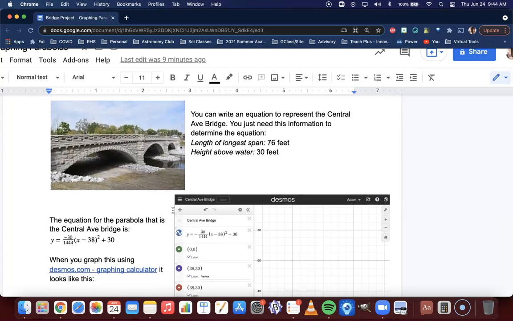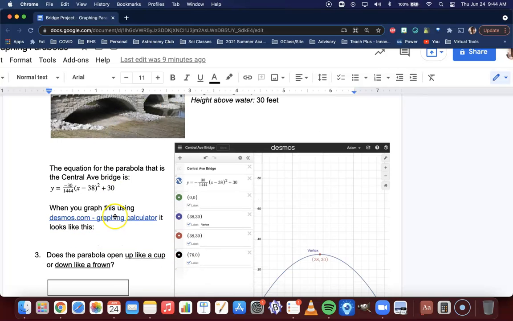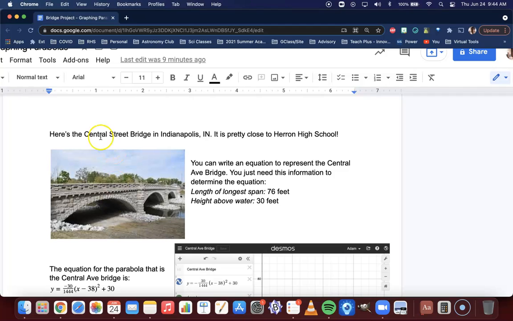Now, I want to skip ahead a little bit. I'm going to ask you to answer these questions on your own. You can do the same business we just did. You can use Desmos to do it, and you can graph this local bridge. This is local to Indianapolis. It was closed for a while. They were doing some construction on it, but now it's open. It's on Central Street, or Central Ave, I suppose.